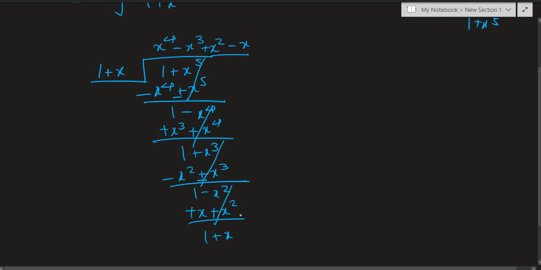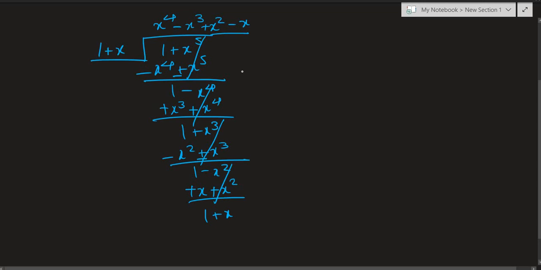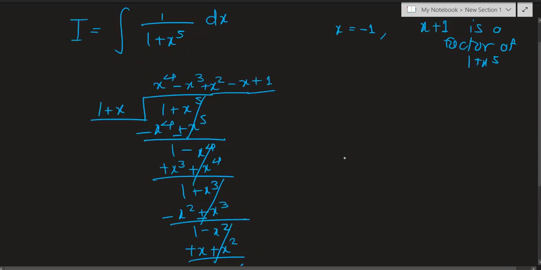We have 1 plus x. Finally 1 plus x will go with the divisor one time, so just add 1, because then you obtain 1 plus x, and then you subtract, so you get rid of this entirely, you get 0. Since there is no remainder, we perfectly ended up with a 0. This means 1 plus x to the fifth power can be expressed as 1 plus x times x to the fourth minus x cubed plus x squared minus x plus 1, basically the quotient that we obtained over here.